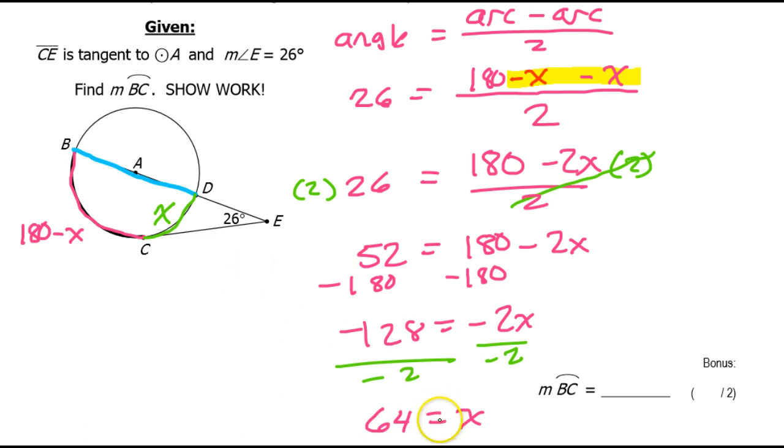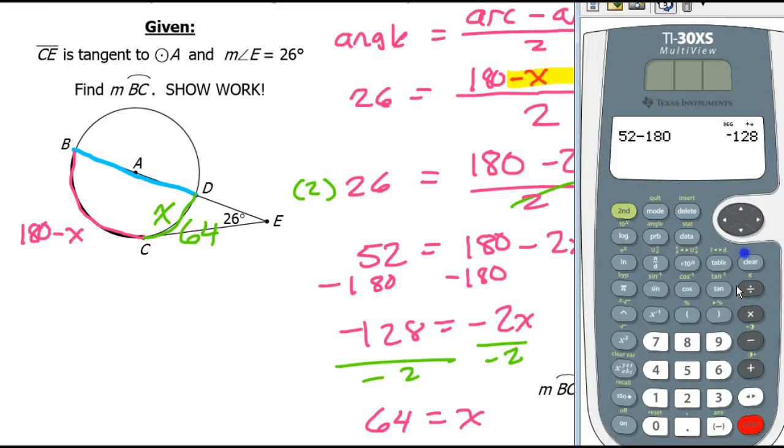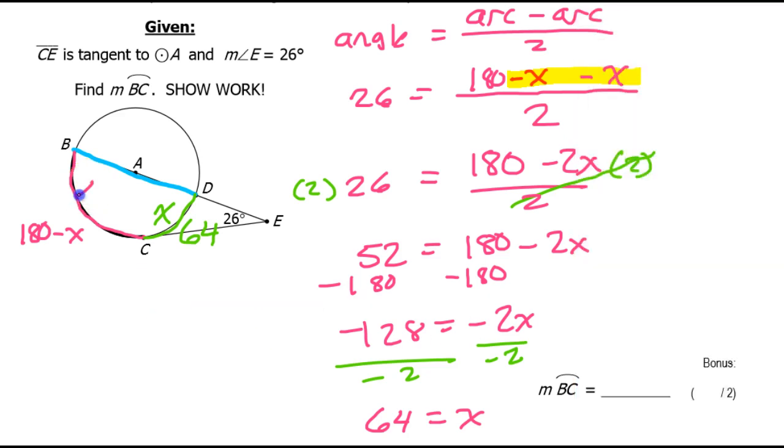Alright, so x was the measure of arc CD. So I now know that CD is 64. So the other arc, BC, is going to be 180 minus 64. So that's going to be 116. Together they add up to 180. But the thing that we were actually supposed to find is arc BC. So that is 116 degrees.